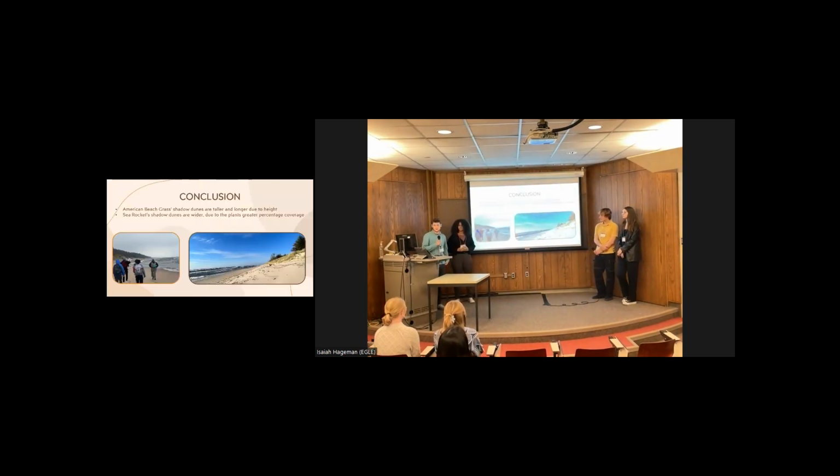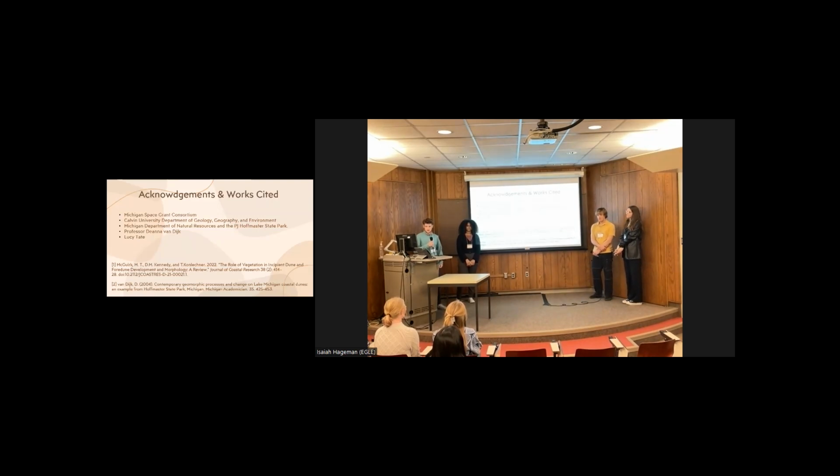Okay, so in conclusion, we found that American beach grass shadow dunes are taller and longer due to the height, and sea rocket shadow dunes are wider due to the plant's greater percentage coverage. And also, as Luke mentioned earlier, there's 64% American beach grass compared to 18% sea rocket. And this year there were no foredunes, but American beach grass is mostly the one that's found on the foredunes. And this year we got to study a cool new species, sea rocket, which is brand new to the environment. And then these are our acknowledgements and works cited.